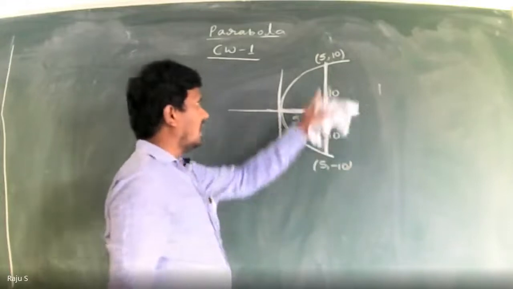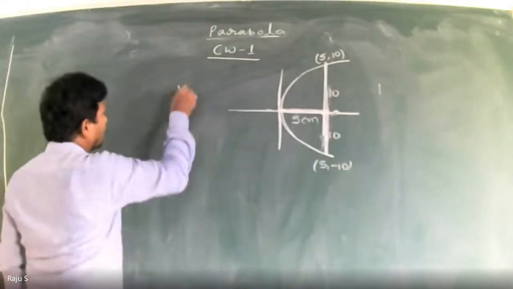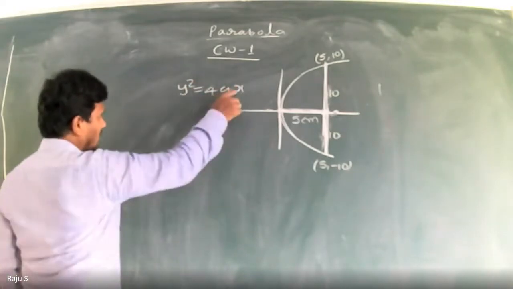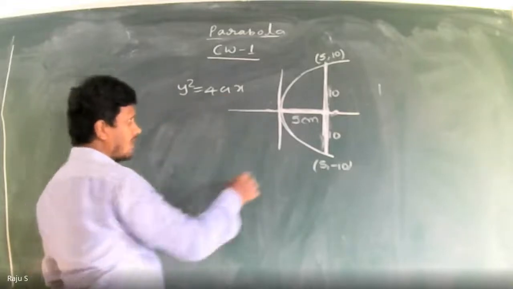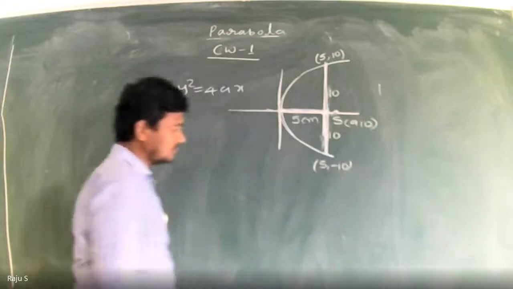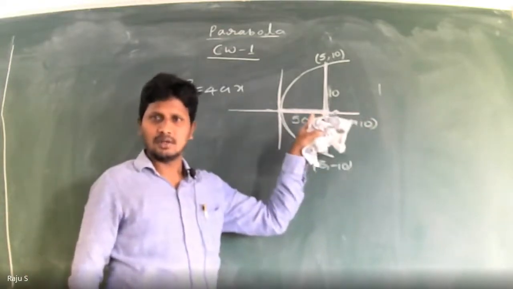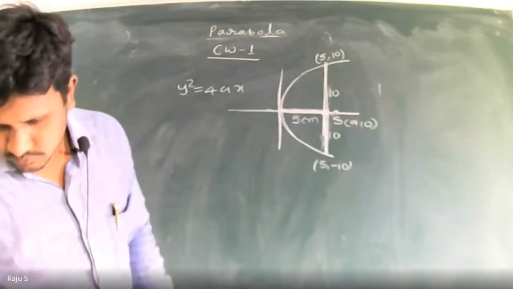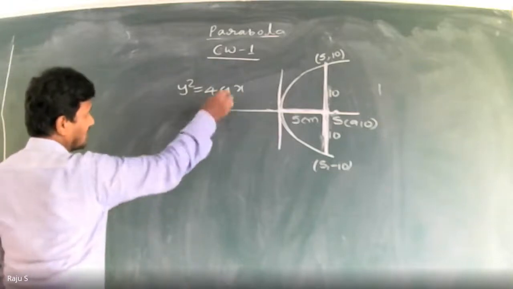So substitute any one of the values in the given equation, y square is equal to 4ax. Now we have to find the a value. A value means first we need to find the focus, a comma 0. This a value will be the depth. Focus is a comma 0. So substitute, what is the y value?